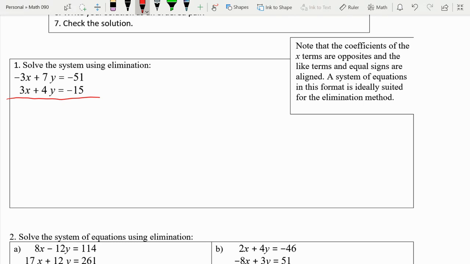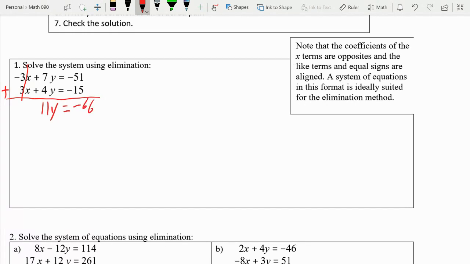Quick reminder, that's what we want. We want the coefficients to be exactly the same, but the signs to be different. When that happens, add straight down. We're just going to be adding straight down. And when you do that, these cancel.